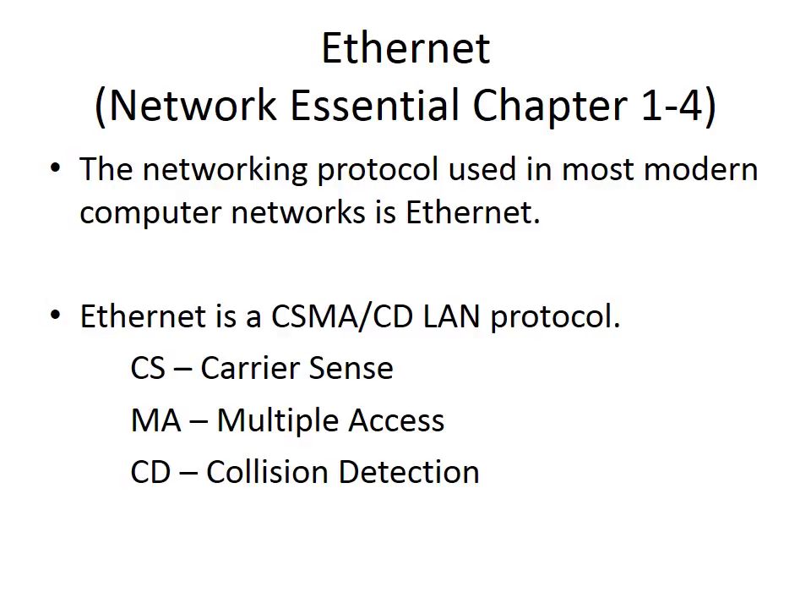CS stands for carrier sense. MA stands for multiple access. CD stands for collision detection. If two or more nodes try to send a signal at the same time, there will be collision detection. Then each of the original nodes should wait a random interval and try to resend the signal.